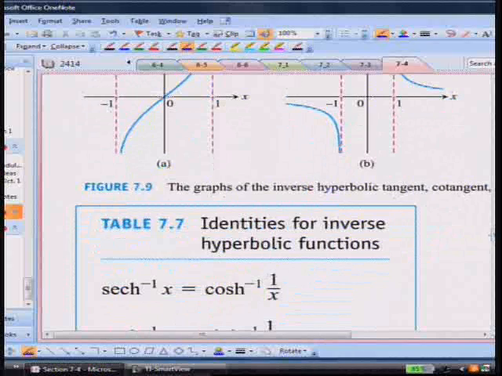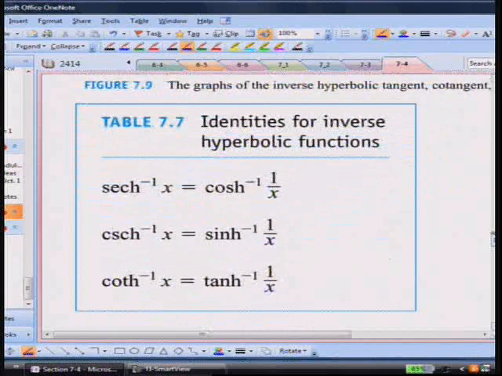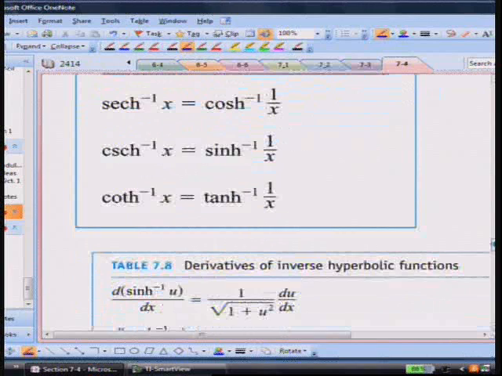So guess what? They have some identities for inverse hyperbolic functions, which we're not going to derive. These are kind of interesting. The inverse sech of x is equal to the inverse cosh of 1 over x. The inverse csch of x is equal to the inverse sinh of 1 over x, and the inverse coth of x is equal to the inverse tanh of 1 over x.